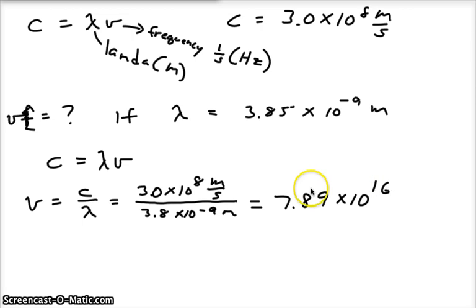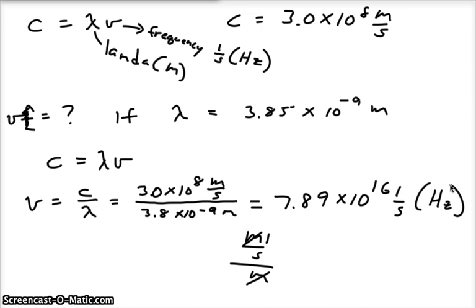Now, what's our unit? What you have here is you have a meter per second divided by a meter, which the meters will cancel, leaving you a 1 over a second. And a 1 over a second is the same thing as a hertz. So that's our frequency, 7.89 times 10 to the 16 hertz.